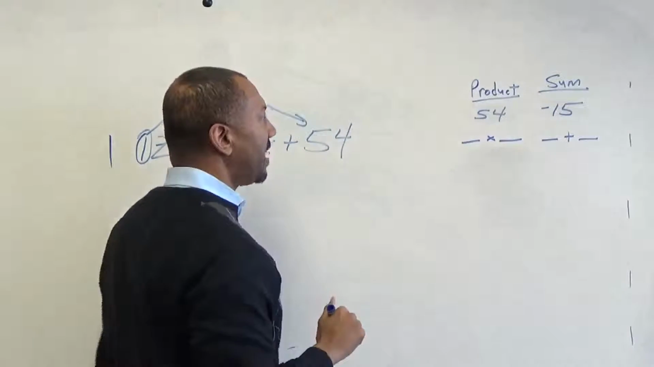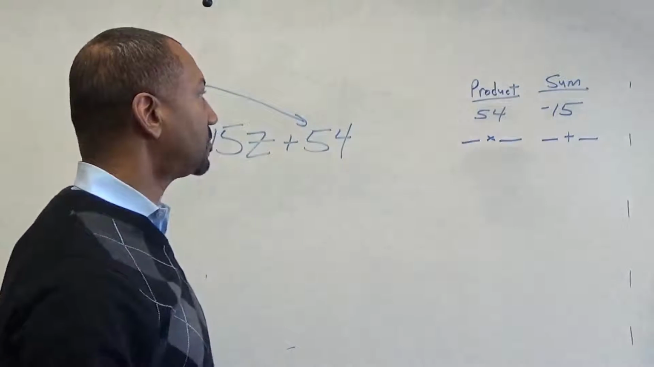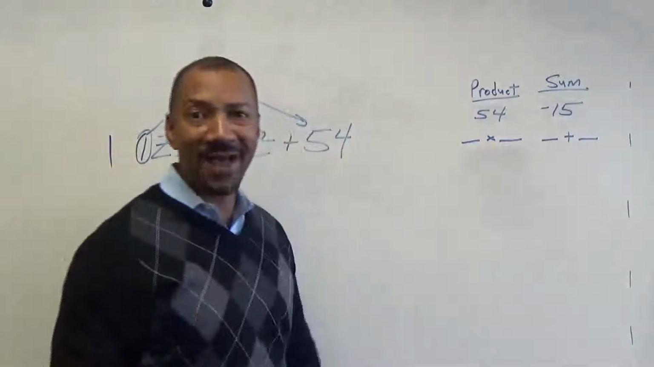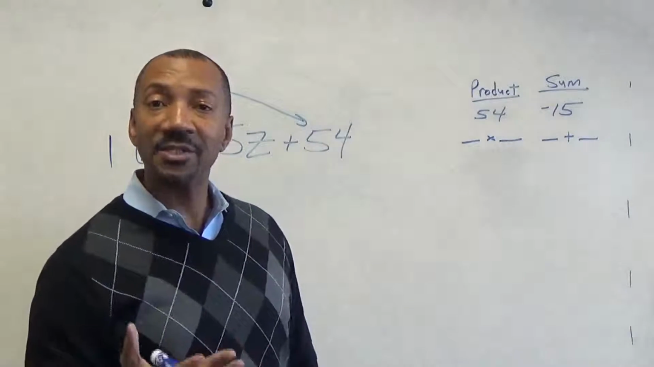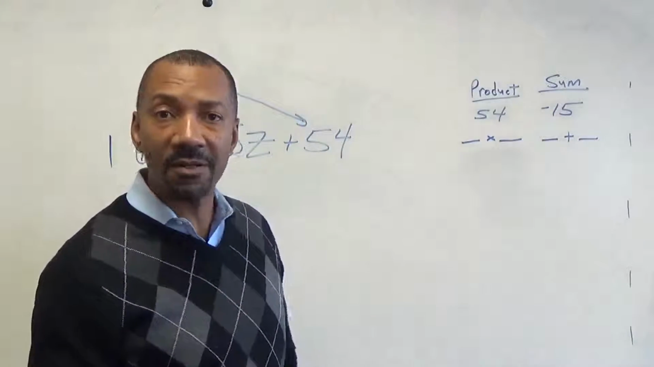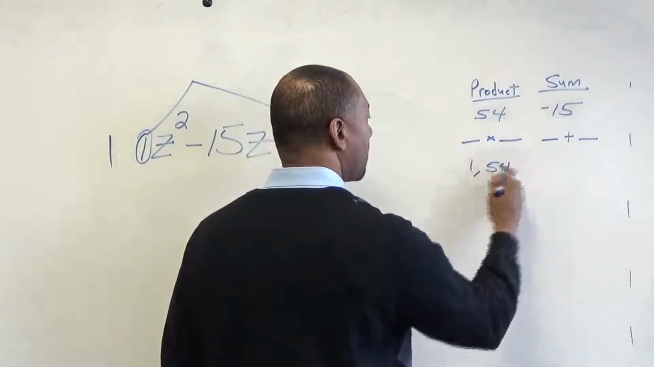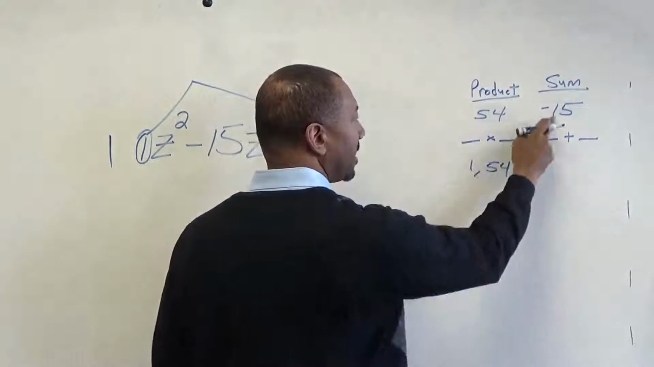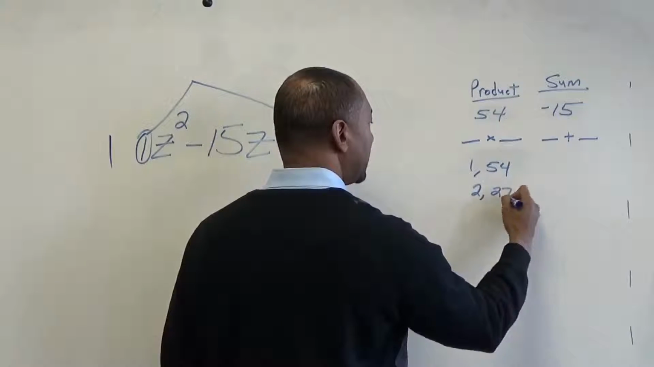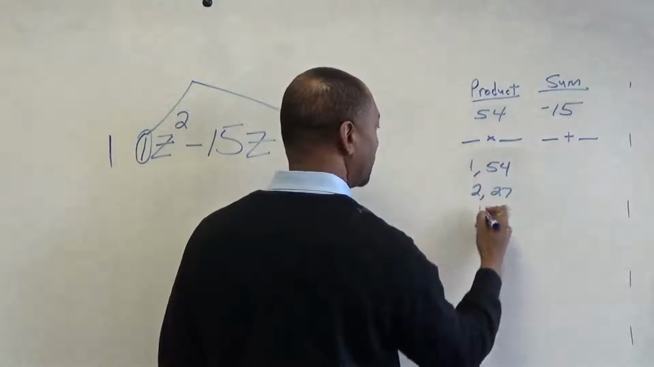So let's see if we can find two numbers that will multiply together to give us 54. If you haven't found them yet, let's just start listing factors of 54. Start from the beginning. 1 times 54 will give you 54, but it's not going to add up to give you this. 2 times 27 will give you 54, but it will not add up to give you this.